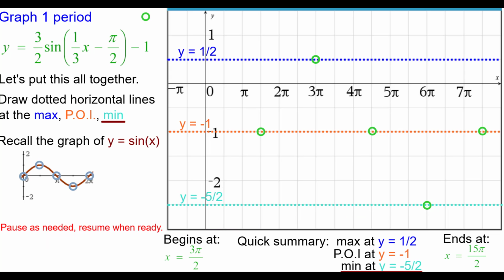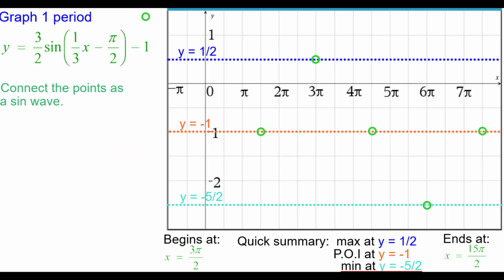Pause as needed. Now we can connect the points as a sine wave, concave down, then concave up, and we're just getting one period. That's enough for this one.